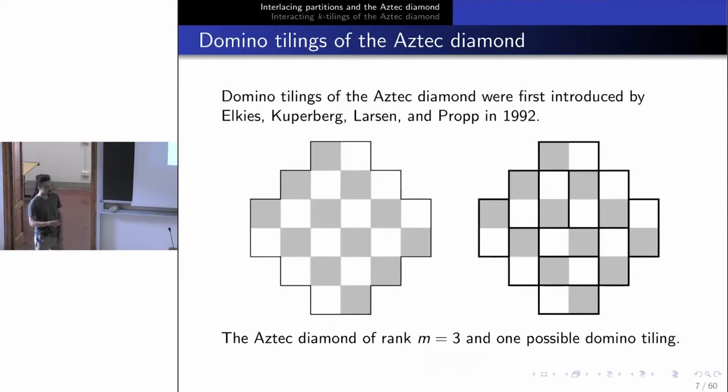All right, so that's the basic information we'll need about partitions. And now let's talk about the Aztec diamond. This was introduced in the 90s. It's a region of the checkerboard where you cover a tiling of it by dominoes, where you cover adjacent squares by these 2x1 dominoes, either horizontally or vertically. The rank of the Aztec diamond is the number of corners along any of the edges. So here is a rank 3 Aztec diamond and one of the possible tilings.